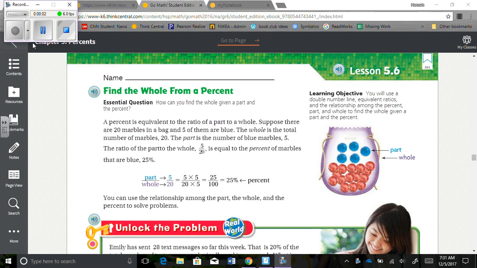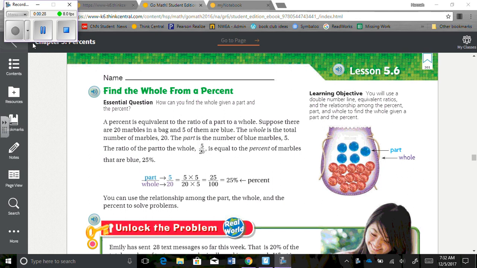Today we're going to be working on Chapter 5, Lesson 6, and our learning objective is you will use a double number line, equivalent ratios, and the relationship among the percent, part, and whole to find the whole given a part and the percent. So our essential question is, how can you find the whole given a part and a percent? A percent is equivalent to the ratio of a part to a whole.